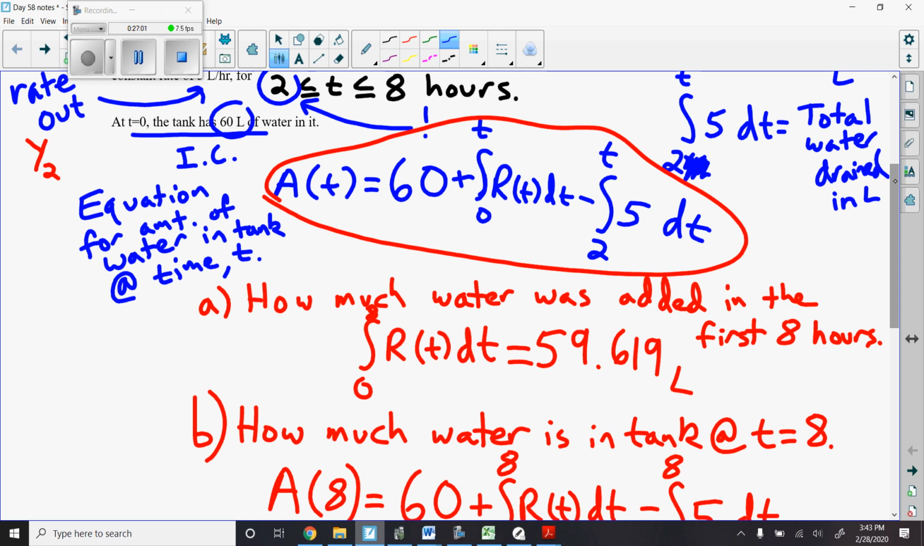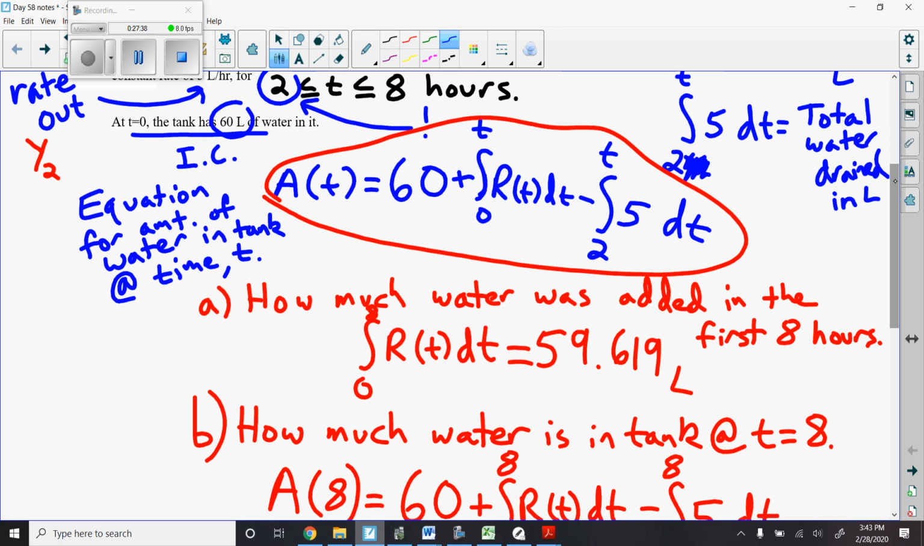How would I do this derivative? Here's where the fundamental theorem of calculus comes into play. The derivative of 60 is going to be 0, because the derivative of a constant is 0. But what about the derivative of an integral? The derivative of an integral gives you the function. They cancel each other out. So A prime of t would be 0 plus the derivative of the integral of r, which will be r, minus the derivative of the integral of 5, which would be 5.